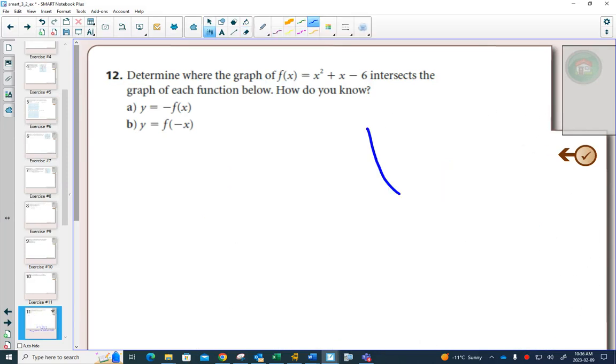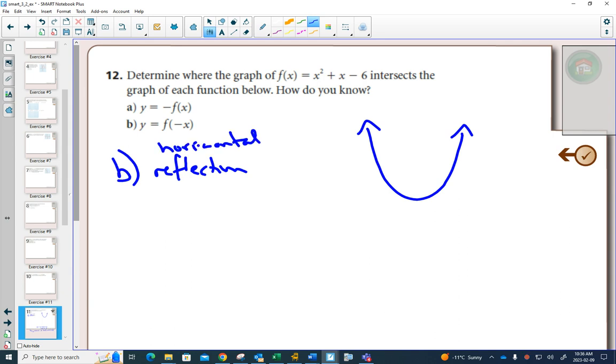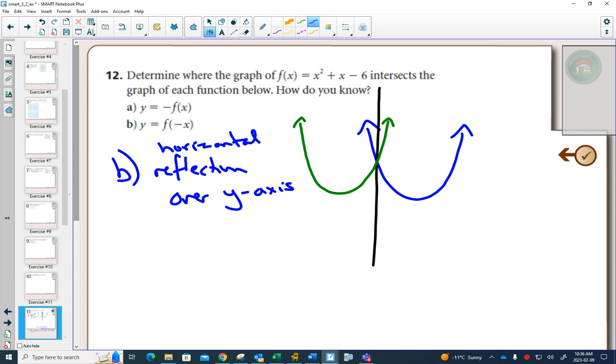Again, I have my new parabola. In part B, it's a horizontal reflection. It's over the y-axis. There's going to be a y-axis somewhere. If I reflect it over the y-axis, it's going to cross at the y-intercept.